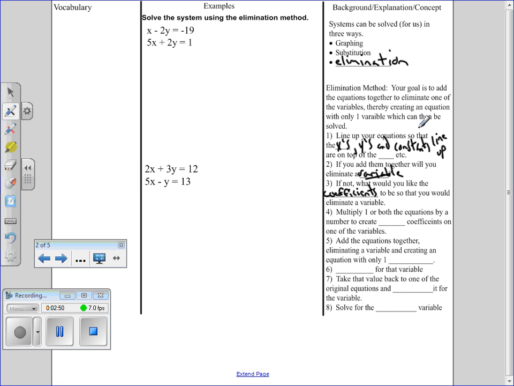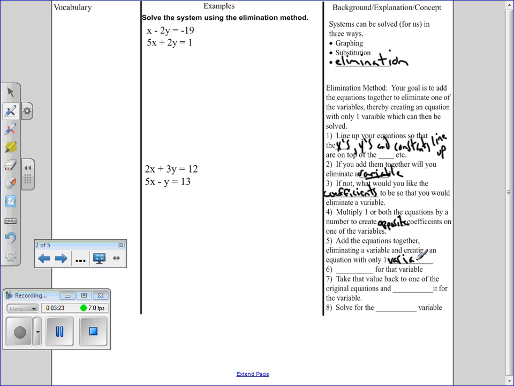Now, things that eliminate each other are things that are opposites. So one variable has a coefficient of 3, I'd like its partner in the other equation to have a coefficient of -3. All right, but we're just thinking about what do I really wish those would be. Step 4, multiply one or both of the equations by a number to create opposite coefficients on one of the variables. Then we're going to add the equations together to eliminate a variable and create an equation with only one variable.